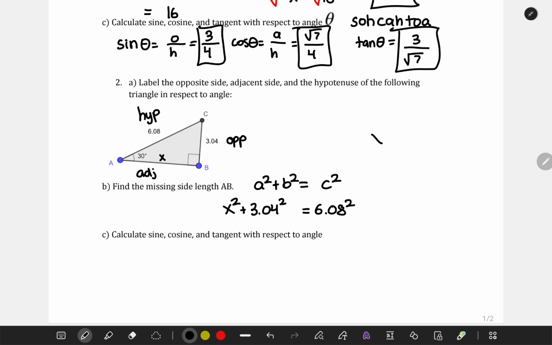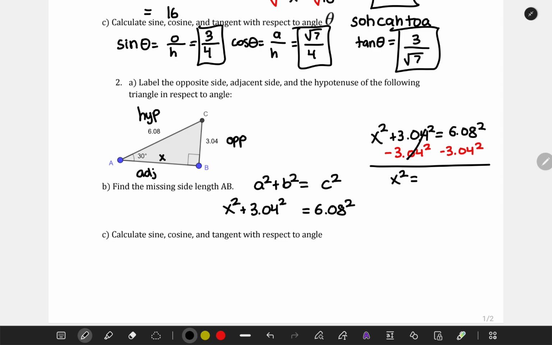Okay, if I had to solve this, let's just see how we can do that. I notice that x is not alone. What's stopping me from making x be alone? This 3.04. So what I'm going to do is subtract 3.04 squared. If I do it to one side, I do it to the other side. Knowing this, the 3.04s cancel, leaving me with x squared equals 6.08 squared minus 3.04 squared. And this is where I would use a calculator.